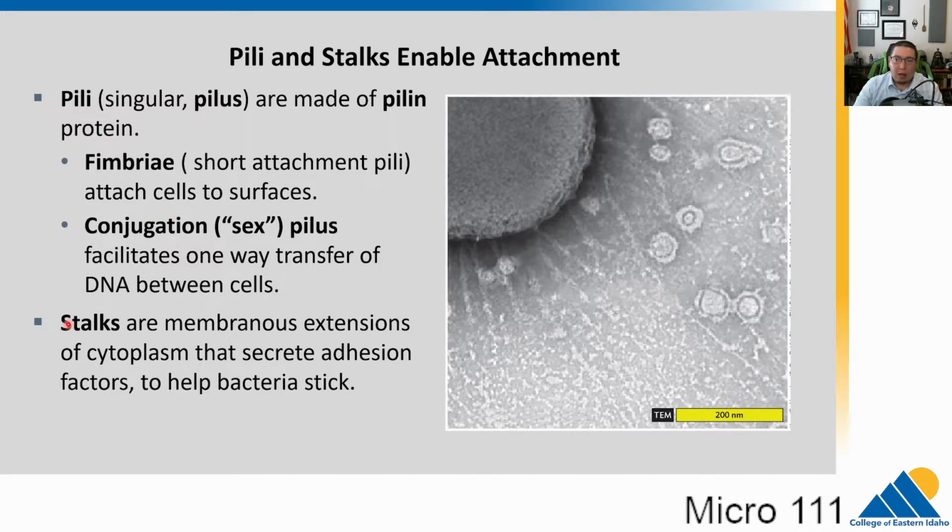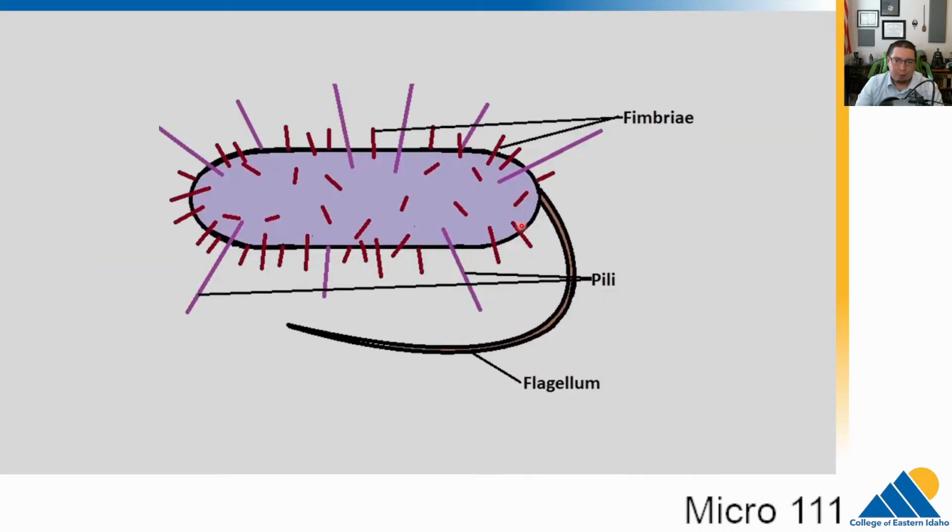We also have a set of things called stalks. These are extensions of the membrane and the cytoplasm that secrete adhesion factors, proteins that help the bacteria stick. So these are actually projections, and this is like the membrane budding out from the cell. So here's an example. Here are some pili, and then these would be the fimbriae, the small ones. And then we'll talk about this structure next, a flagella.